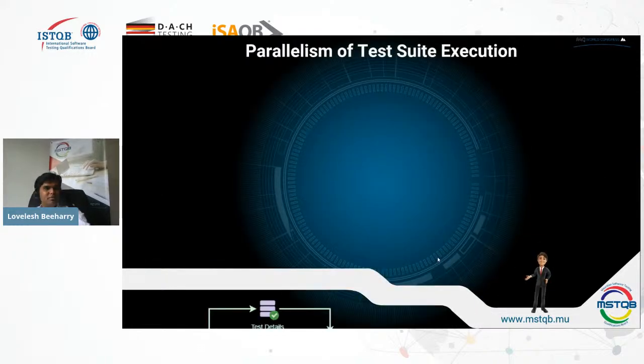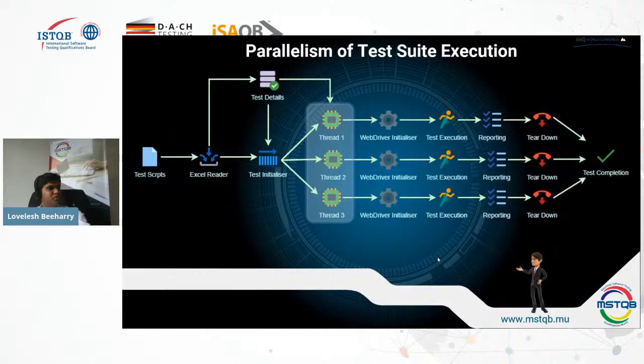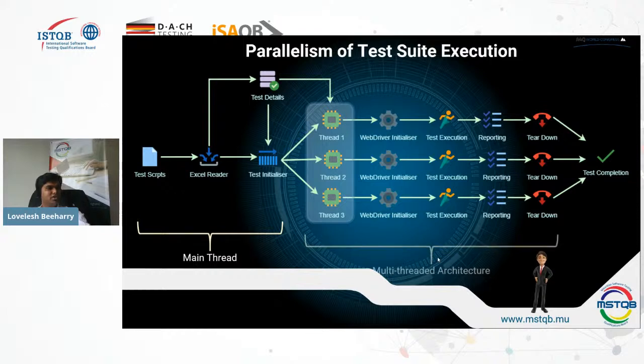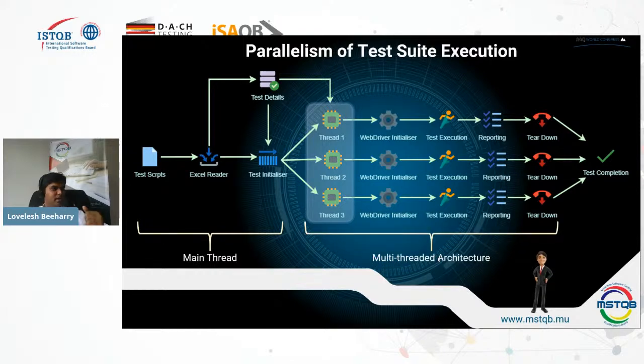So parallelism, I've made a small architecture diagram just to explain that bit. This is about the parallel execution. So we have a main thread. The main thread will be reading the Excel script. In our case, it is the Excel file. The framework is reading it, pulling all the information, and pushing all the information into the machine memory.